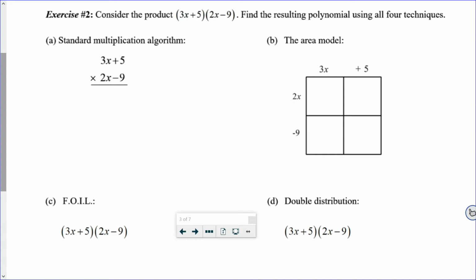Consider the product (3x + 5)(2x - 9). Find the resulting polynomial using all 4 techniques.